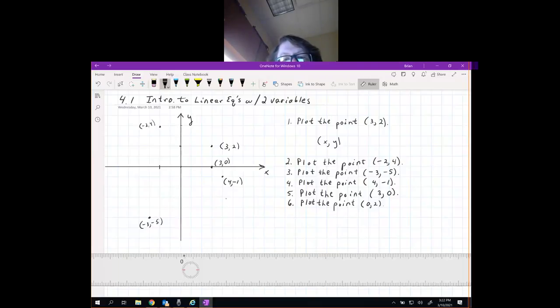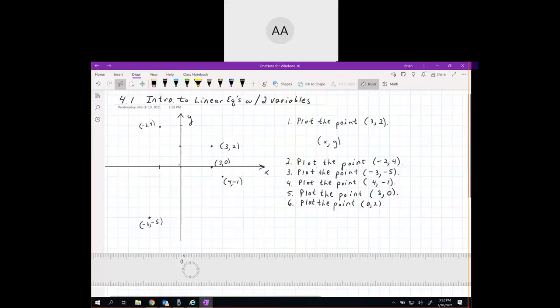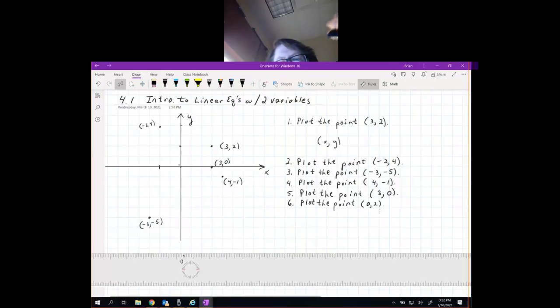Let's plot the point 0, 2. So once again, start at the origin. What should I do to get to that point? And go up 2. Go up 2. Put a dot. 0, 2. Good.